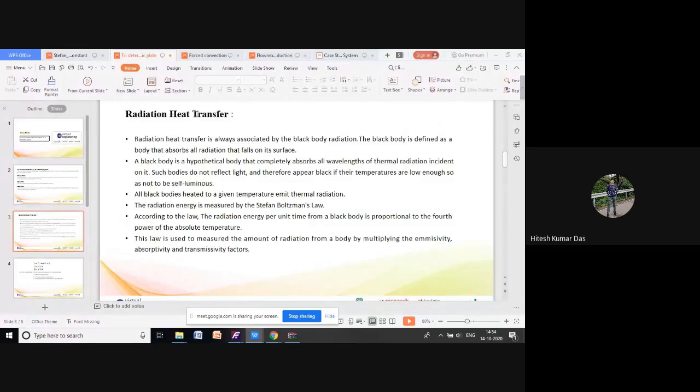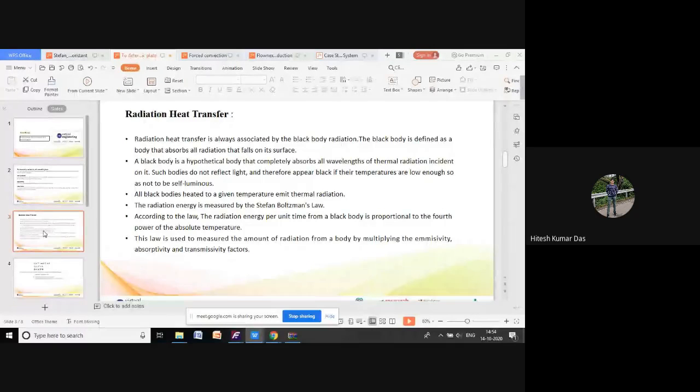Next, some theory about radiation. In our first case study also, I have clearly spoken about radiation. Radiative heat transfer is always associated with the black body. Then radiative heat energy is measured by Stefan Boltzmann's law. According to this law, radiative heat transfer per unit time from a black body is proportional to the fourth power of the absolute temperature, the same which we have used in our first case study. This law is used to measure the amount of radiation from a body by multiplying emissivity, absorptivity, and transmissivity factors.